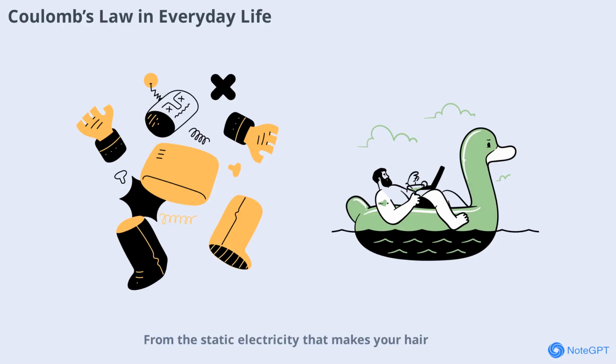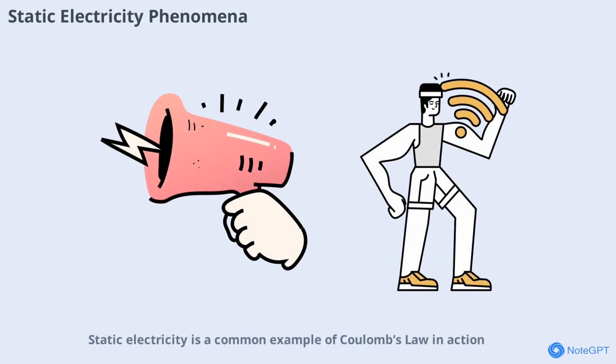From the static electricity that makes your hair stand on end to the operation of electronic devices, the forces between charges are at work all around us. Understanding this law helps us appreciate the invisible interactions that shape our world, from the smallest particles to the largest machines. Static electricity is a common example of Coulomb's law in action.